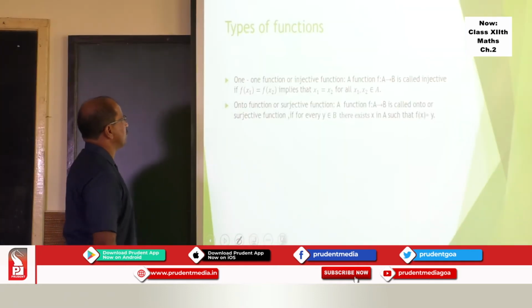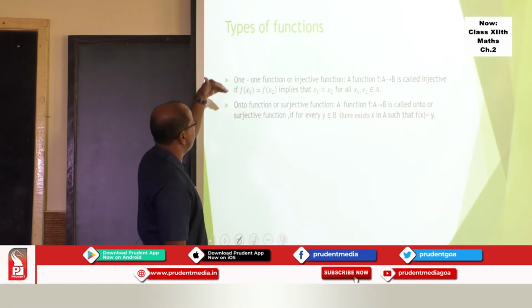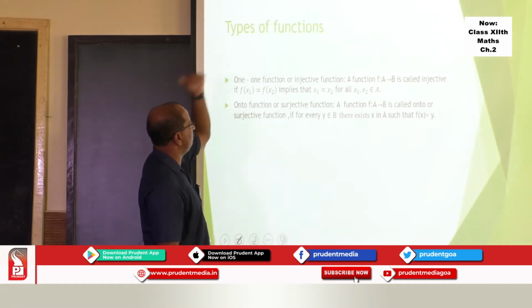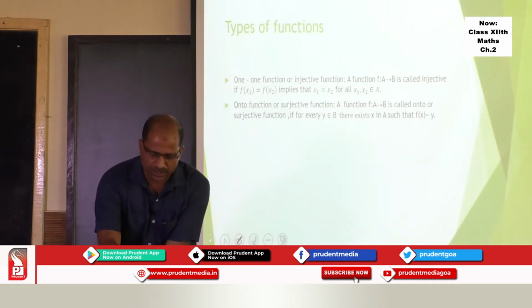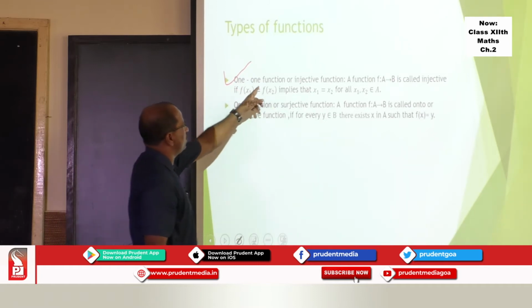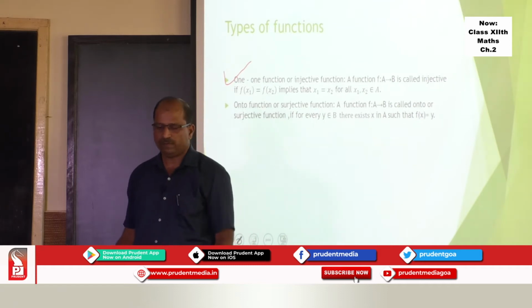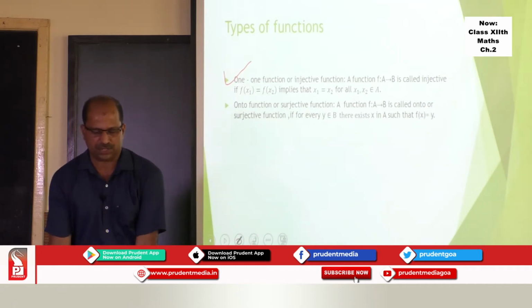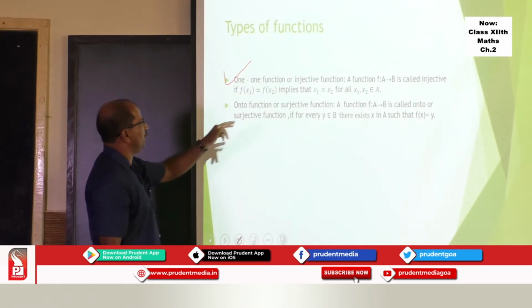Types of functions. There are two types here. One is one-one, and the other one is onto. So, we will discuss one at a time. One-one function, or injective function. A function from A to B is called injective.